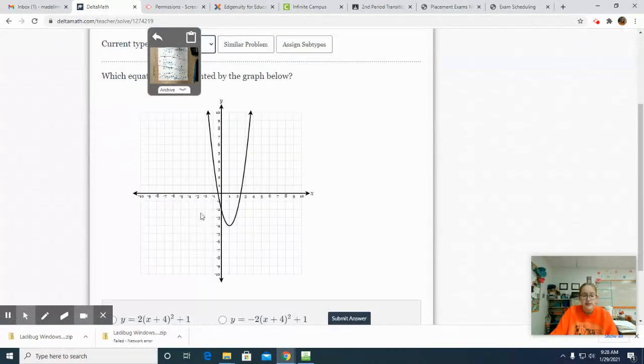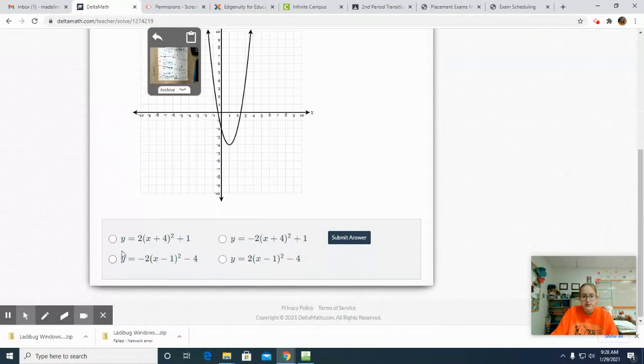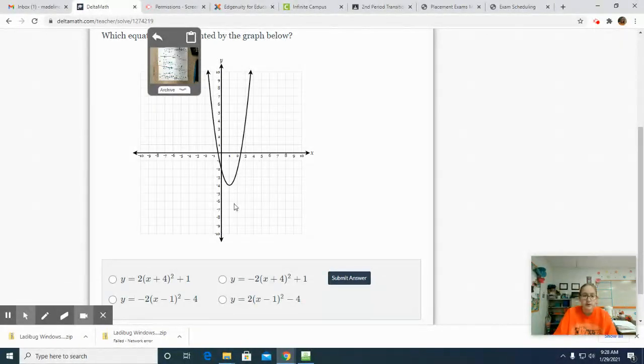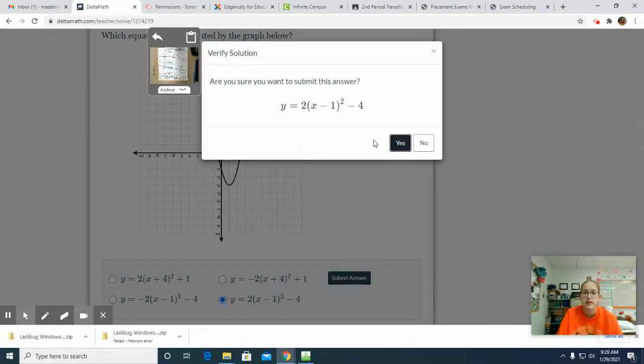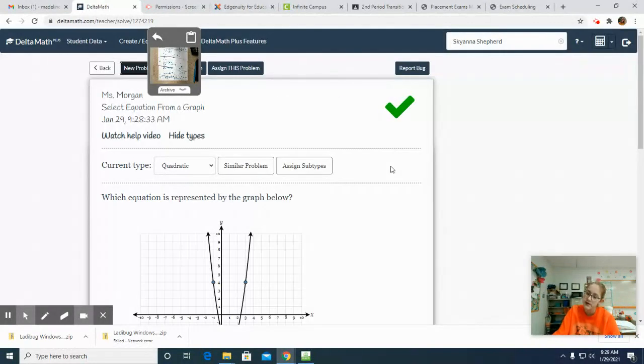It's going to give us a graph, and we're going to have to use our knowledge of graphs in order to pick which one of these goes with this graph. So for instance, this one is going to be opening upwards. So we're going to want a positive A value. So it's not going to be C and it's not going to be B. It looks like we went down to -4. So our K value is going to be -4. So this one is the only option. And we got it right.